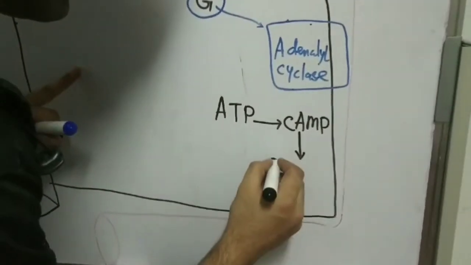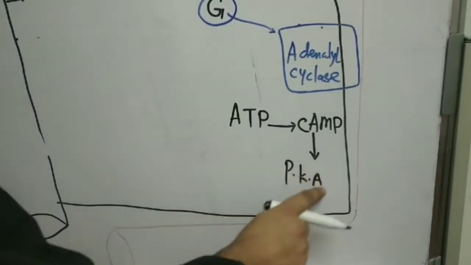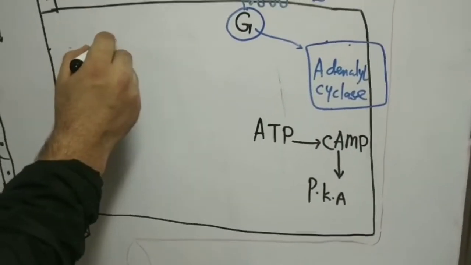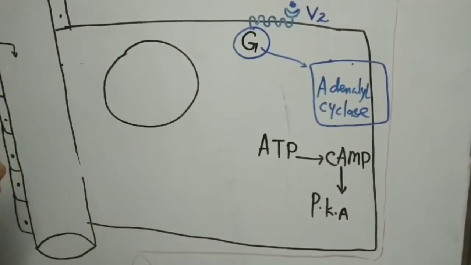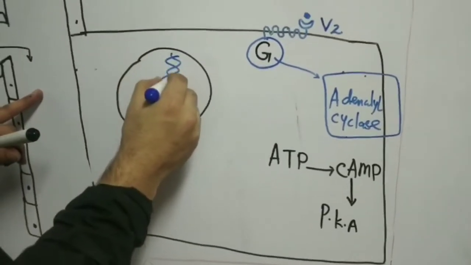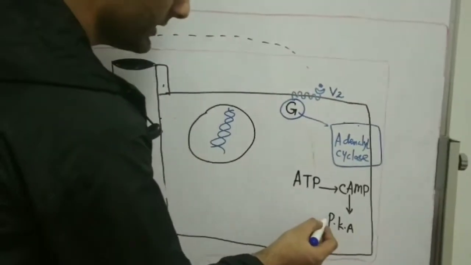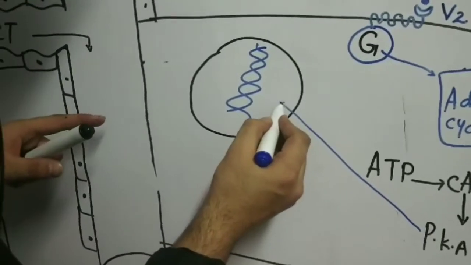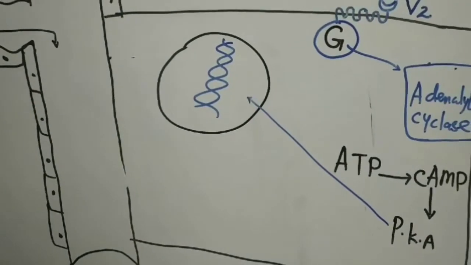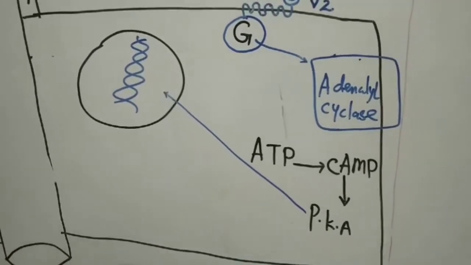Protein kinase A. Now, what the protein kinase A is going to do is, there is a nucleus in the cells. Suppose here is the nucleus. Inside the nucleus we have DNA. Here is your DNA. This protein kinase A goes to our nucleus and stimulates the DNA, and this DNA gets converted into mRNA. Then there is the formation of protein, special proteins.